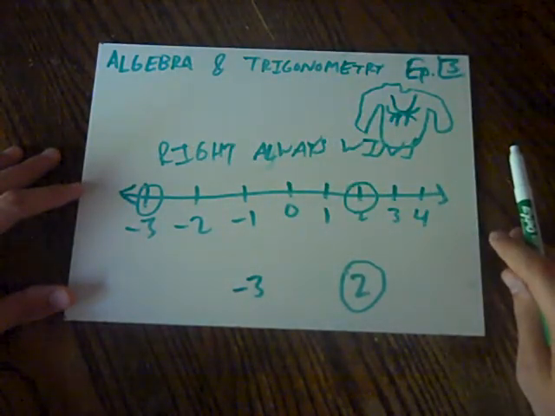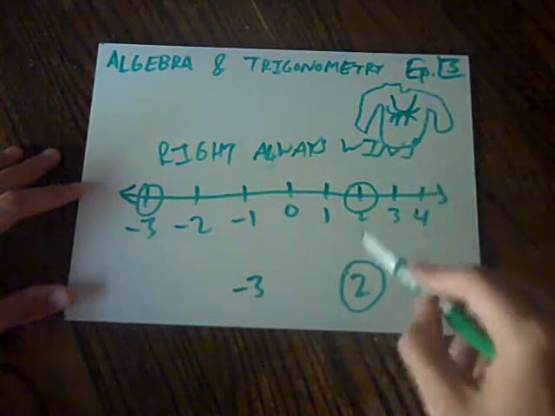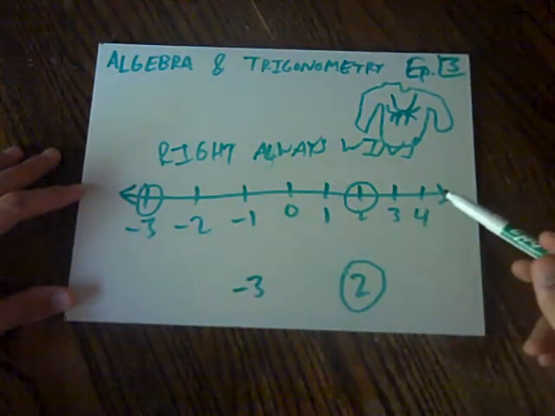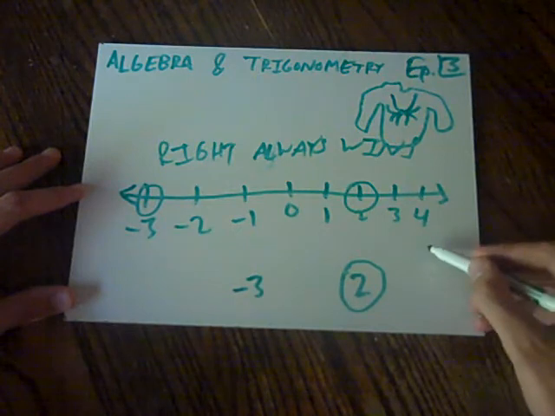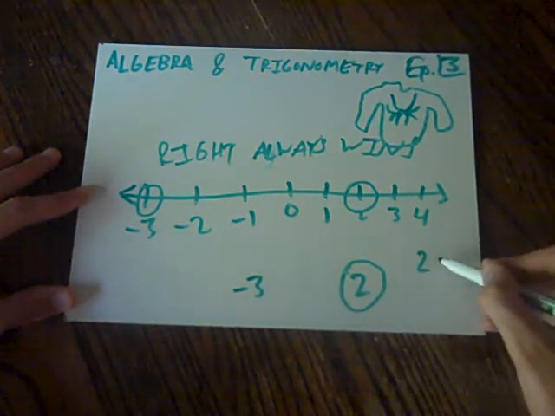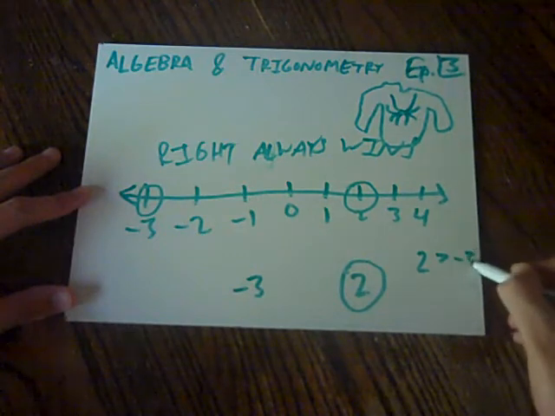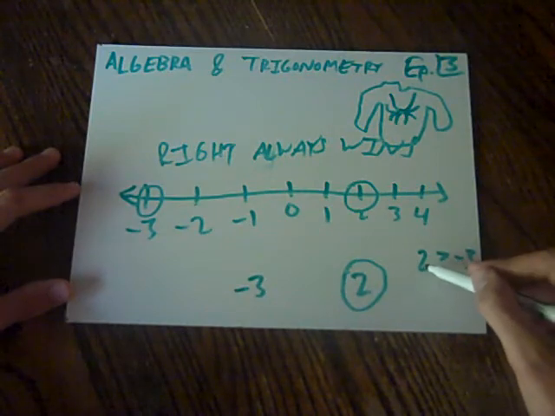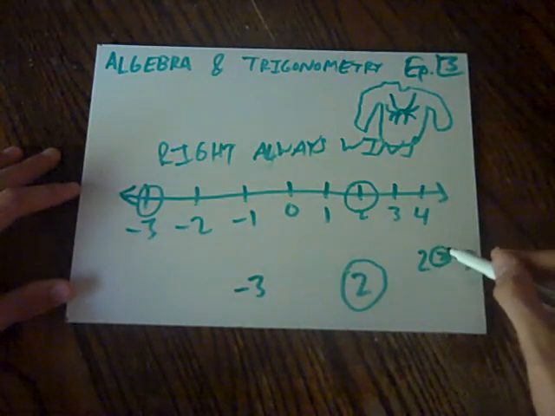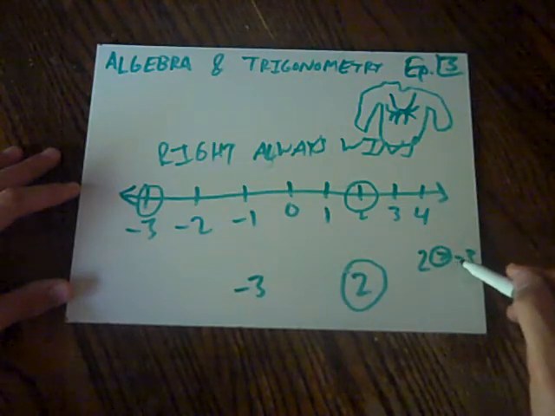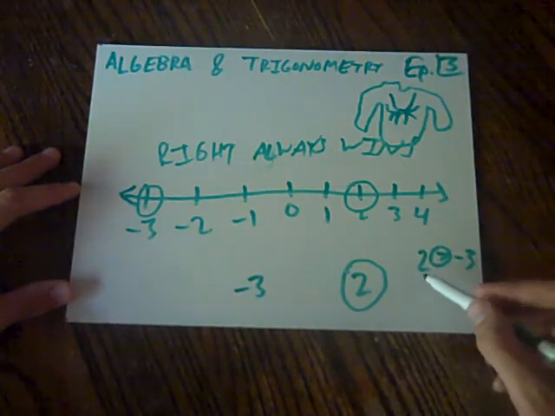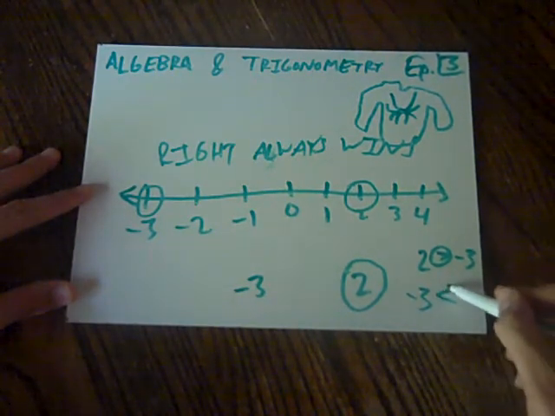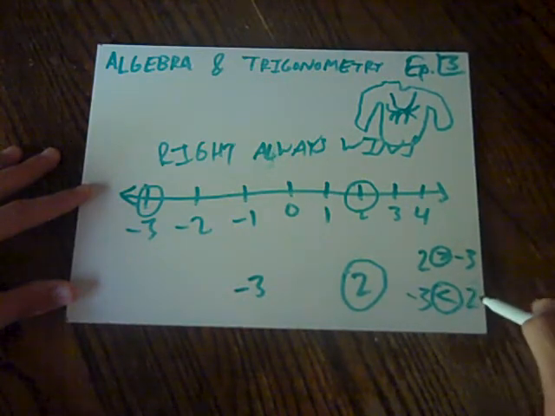What that means is that whatever is on the right is always going to be greater than what's on the left. So, there's a way to express this. It's 2 is greater than -3. This little symbol here means greater than, or is greater than. So, basically, -3 is less than 2.